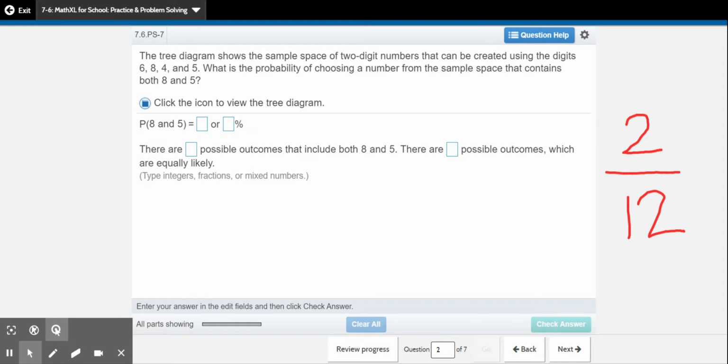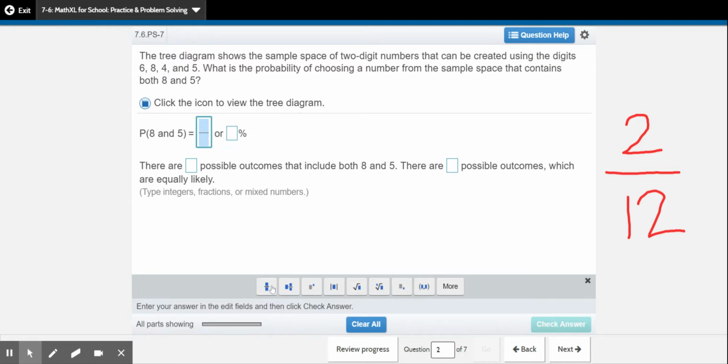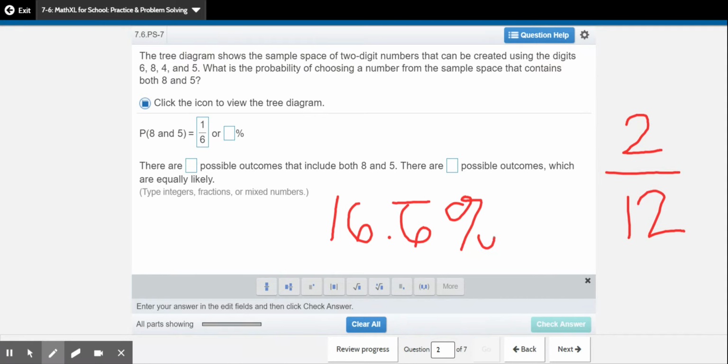All right, so we're going to reduce 2 out of 12, and we'll put in 1/6. Now our percent, so be careful here. If you use your calculator to do 1 divided by 6, it's going to give you 16.6 repeating percent. So I don't know if you guys know this, but .6 repeating is the same as 2/3. So they actually want you to put in 16 2/3 for this.